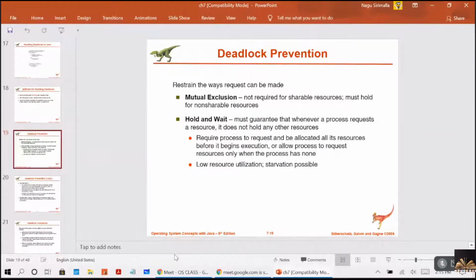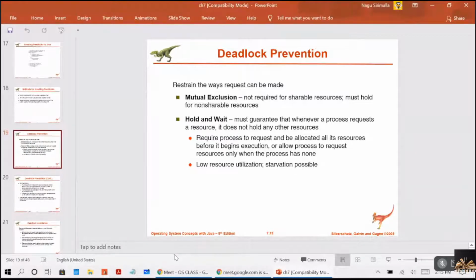Deadlock prevention provides a set of methods to ensure that at least one of the necessary conditions cannot hold. See, we have 4 necessary conditions. If all the 4 necessary conditions are there, then you can say that there is a deadlock. By making any one of them false, we can make sure that there will not be a deadlock.